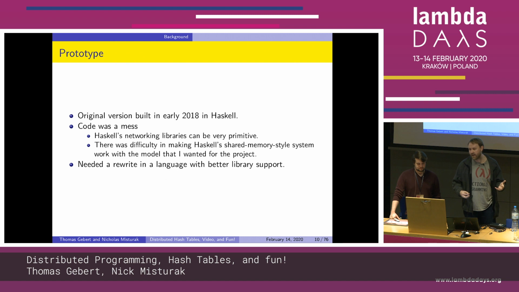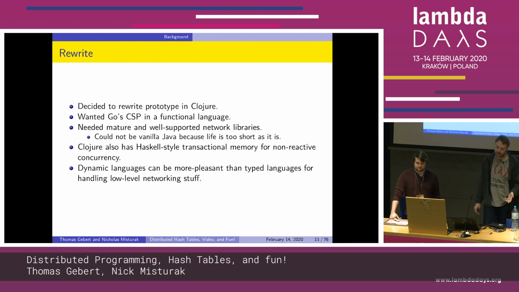So I really needed to rewrite in a language with a bit better library support. So I actually decided to go with Clojure. One of the biggest impetuses for that was I wanted CSP lifted from Go, but I wanted it to be in a functional language because, I'm here.